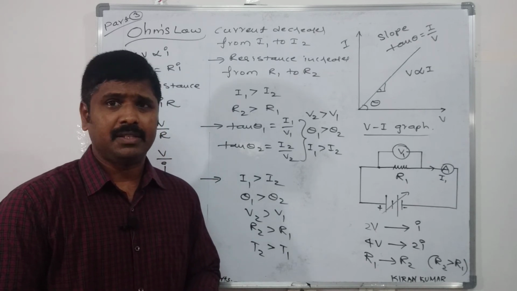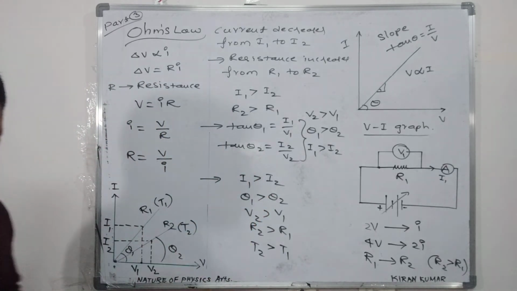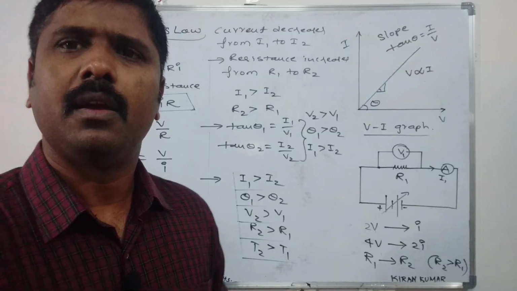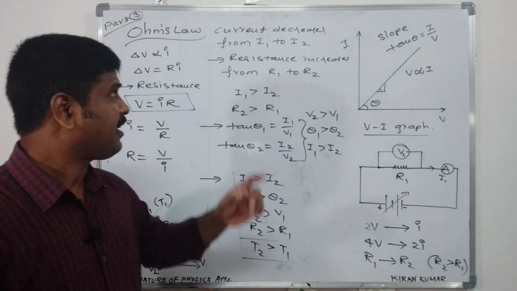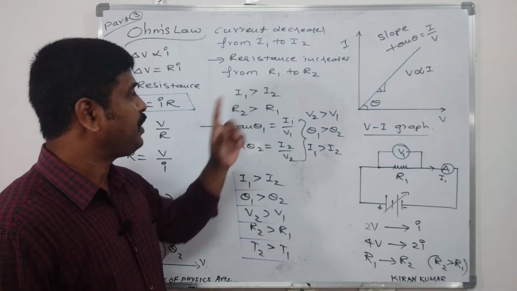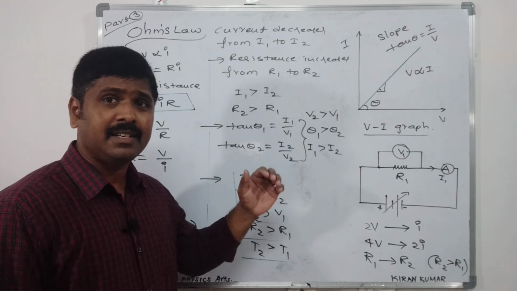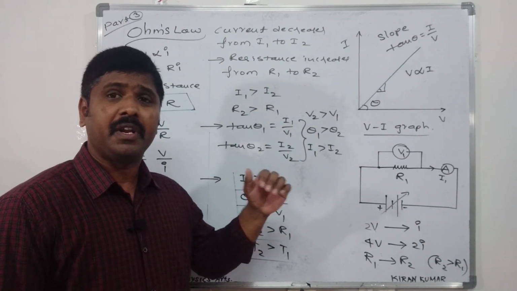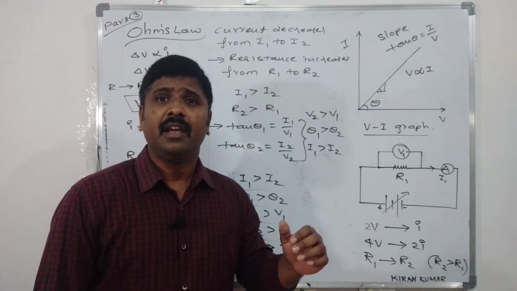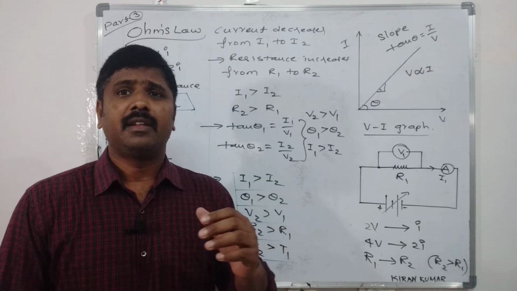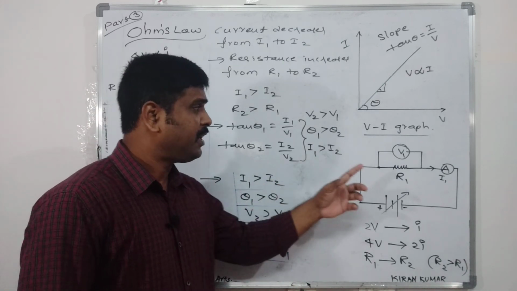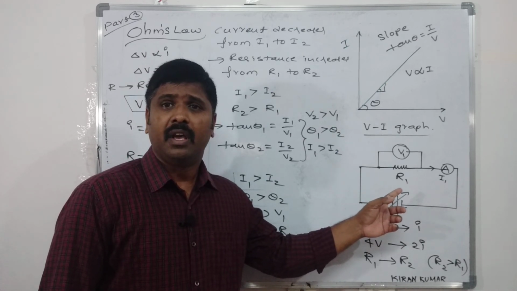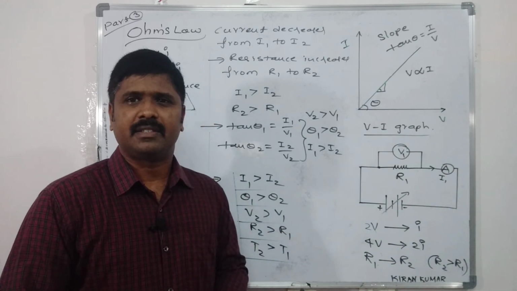Just a second. Here current decreases from I1 to I2 and the resistance increases. Whenever resistance increases, the current decreases. The reason is electrical energy is converted to heat energy across the resistance.